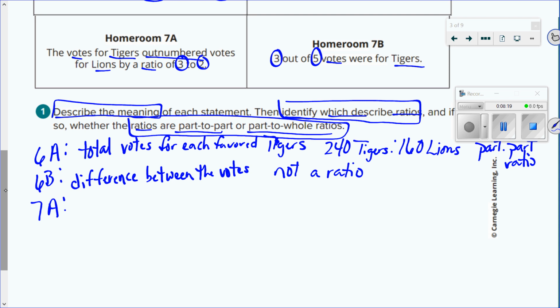Tigers. You were supposed to have this written down. Okay, outnumber. So all we know, do we know anything about total? No, but we know more votes for tigers. Is it a ratio? Raise your hand if you think it's a ratio. Liam, you don't think it's a ratio? Sure. Liam, ratio?